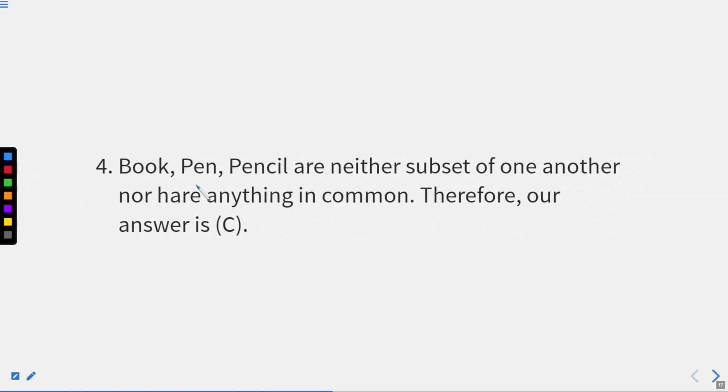Now, fourth, book, pen and pencil. You know, book is something to read. Pen is something which has ink in it. Pencil is something which has a graphite solid core in it, right? So they are totally different, right? So we know that if this is book, this is pencil and this is pen, they have nothing in common. So this represents this particular Venn diagram. I hope this part is clear.